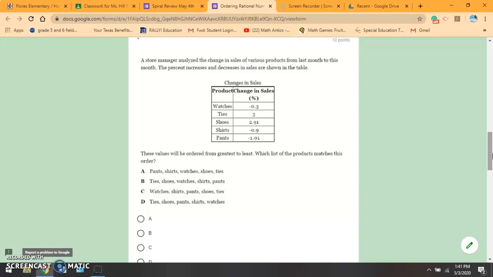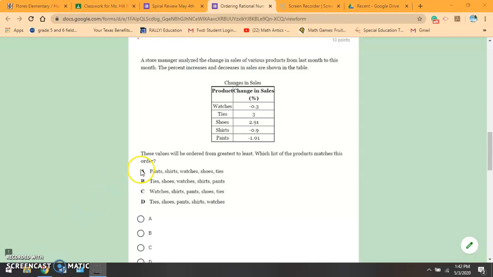The percent increases and decreases in sales are shown in a table. So you have watches, which is -3, ties 3, shoes 2.91, shirts -0.9, and pants -1.01.